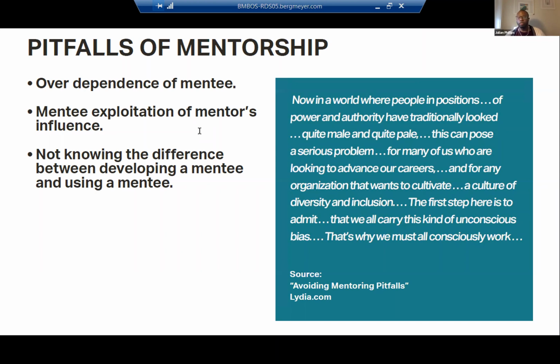Lydia.com wrote an article about avoiding mentoring pitfalls, and it goes, now in a world where people in positions of power and authority have traditionally looked quite male and quite pale, this can pose a serious problem for many of us who are looking to advance our careers and for any organization that wants to cultivate a culture of diversity and inclusion. The first step here is to admit that we all carry this kind of unconscious bias. That's why we must all consciously work. A lot of the things in the previous presentation were about being a conscious worker. Those roles, even active listening, those kinds of skills are just conscious work. And we want to make sure that we are clear and direct with our intentions when it comes to mentorship and also sponsorship.